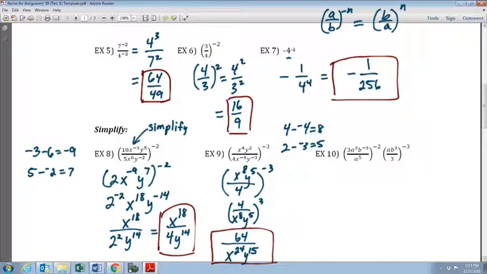All right, again, number 10 is a really good test of your abilities. You may want to try it before watching me do it. All right, let's go ahead and do this problem.